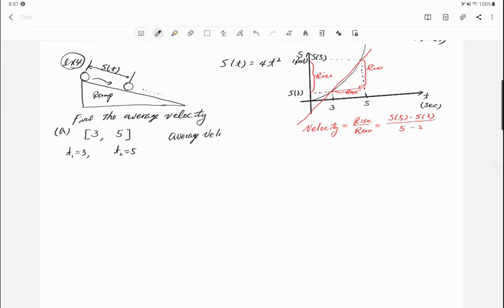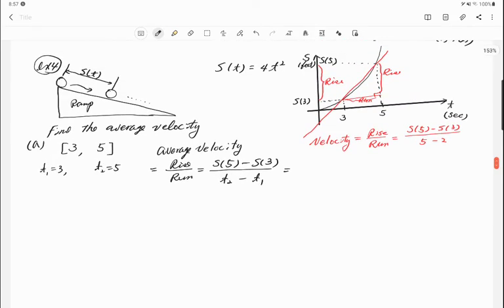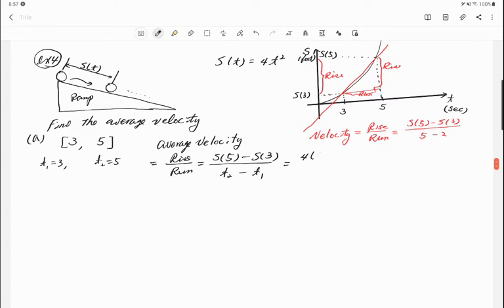Average velocity. Average velocity is what? Rise over run. So let me rewrite it. S of 5 minus S of 3 over time 2 minus time 1. So S of 5 is, just plug in 5 for t. So 4 times 5 squared minus 4 times 3 squared over 5 minus 3.